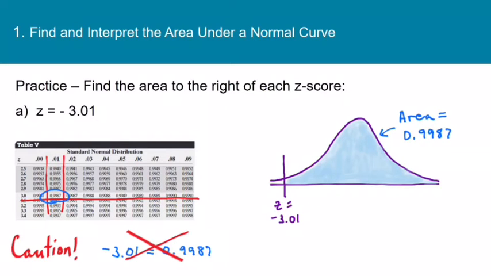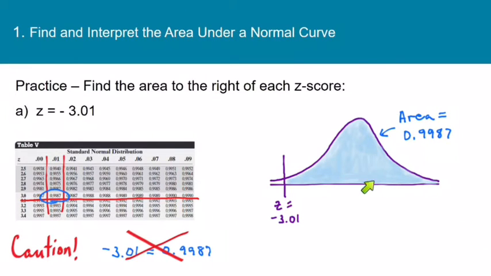And I know what they're thinking. They're thinking that a z-score of negative 3.01 leads us to an area of 0.9987, and that is true. But that's not what they're writing here. This actually says that negative 3.01 is equal to 0.9987. Those two numbers are not the same number, and therefore we cannot put an equal sign between them.